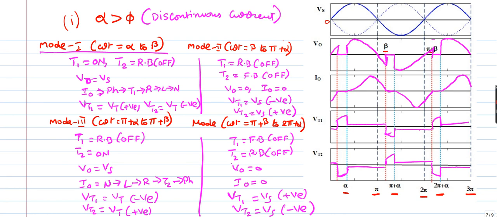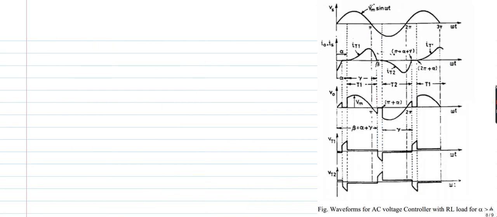So if you observe here, phi is equal to beta. So this beta instant is less than alpha instant, so that I am going to have discontinuous conduction mode. That means discontinuous means output current is having zero value for some duration. Alright, so next we can go through the textbook waveforms for better wave shapes.